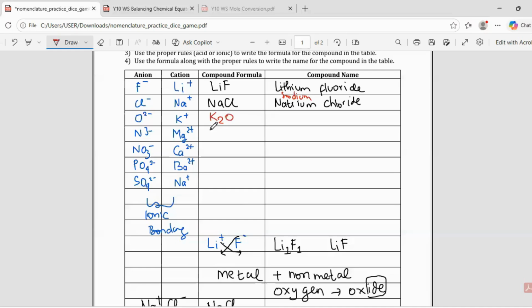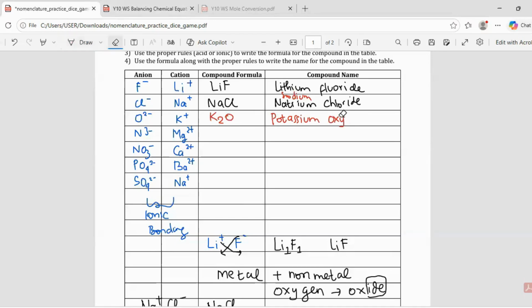What's the name? We can start with the metal. The metal is potassium. Potassium oxygen, no, potassium oxide. So you cannot write potassium oxygen. You will change it to potassium oxide.